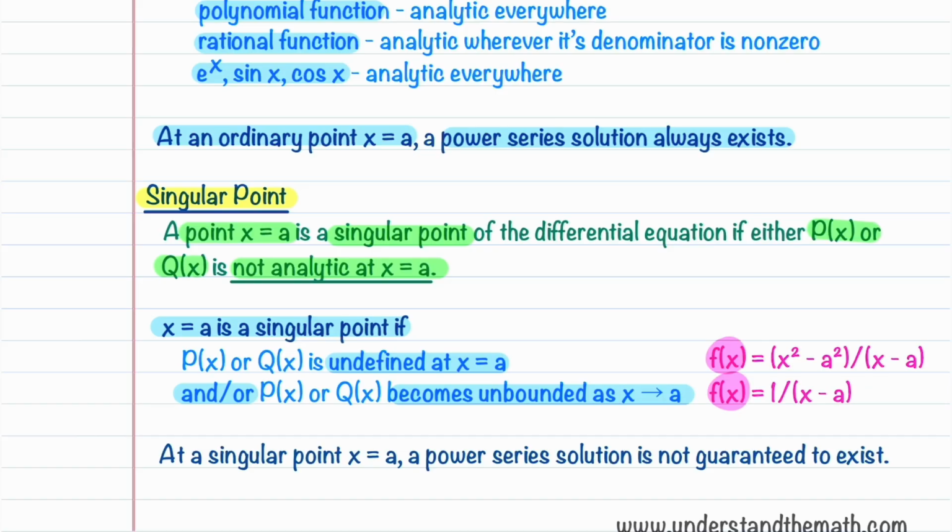Here's the important part. At a singular point x = a, a power series solution is not guaranteed to exist. If a point is an ordinary point, you can find a power series solution. But if a point is a singular point, you may or may not be able to find a power series solution.